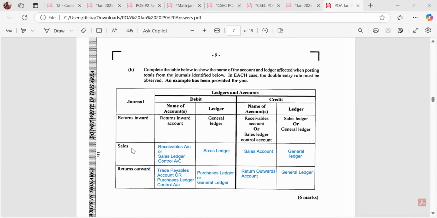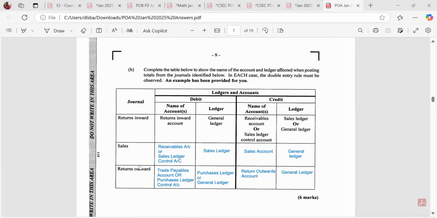Sales: remember the sales journal records all credit sales. So all of these sales come from accounts receivable, people that owe you money. You'll credit your sales account because sales is always credited, and that will be found in the general ledger. And then you would debit your receivables account. Those will be all the different people that owe you money, and you'll debit it in their account. Or you could use a sales ledger control account, which is basically all of your receivables combined into one account. And your receivables will be found in the sales ledger.